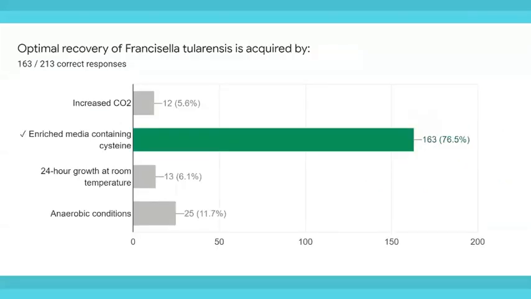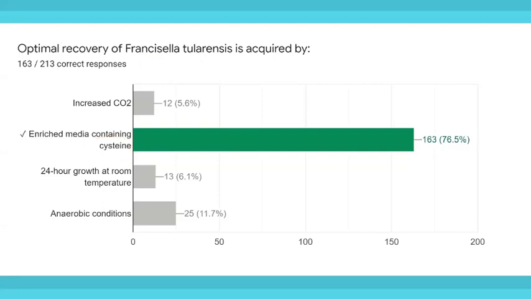Next question. Optimal recovery of Francisella tularensis is acquired by, okay, letter B, enriched media containing cysteine. Francisella tularensis requires cysteine for it to grow. Our mnemonic here is Francisella, cysteine.